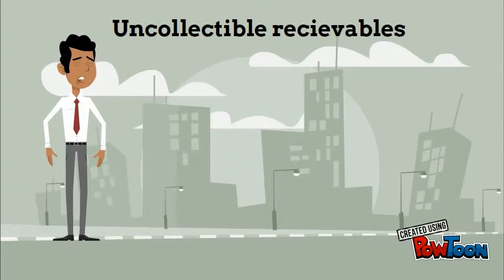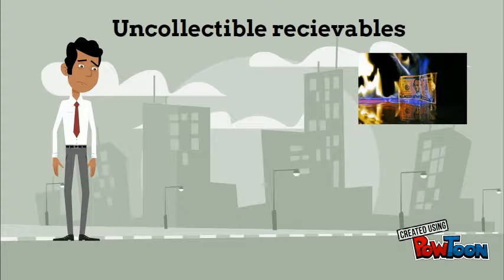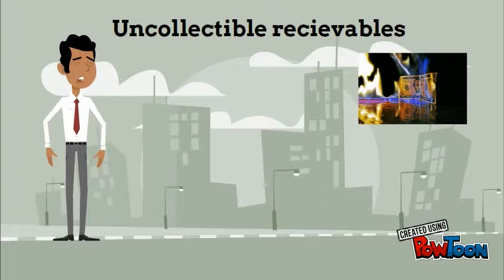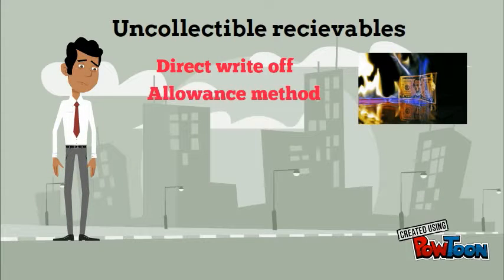Companies are not always able to collect their accounts receivable. This expense is known as a bad debt expense. There are two methods to account for bad debt expense, being the direct write-off method and allowance method.